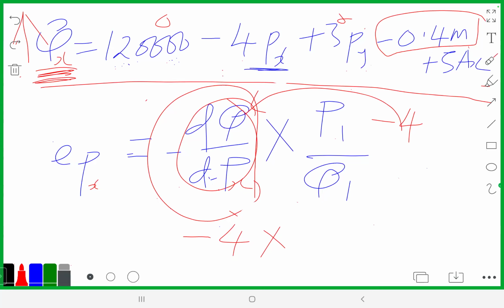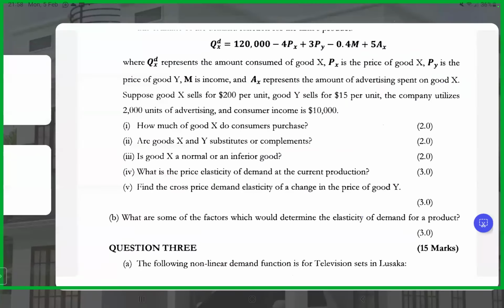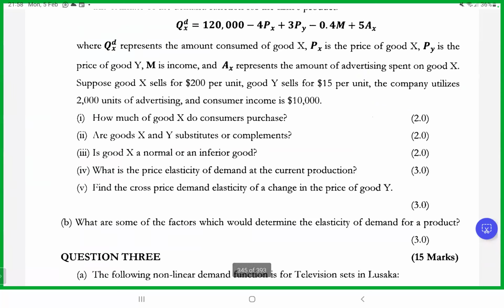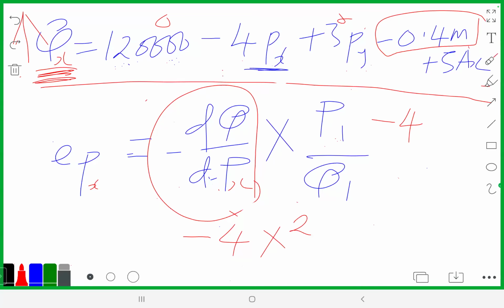Did you get it? Yes. Okay. If you have gotten it, then we are good to go. Then you multiply by the price of what? Good X. What was the price of good X that was given in the question? The price of good X was 200, isn't it? They said that good X sells 200 units. So the price of good X is 200.